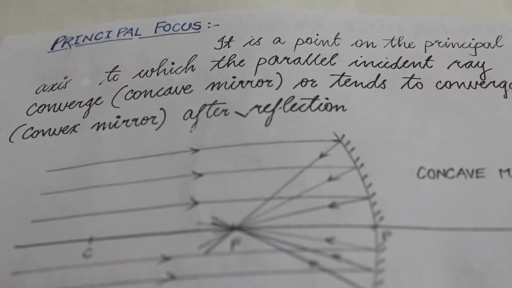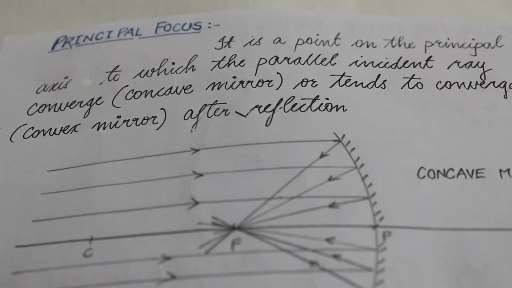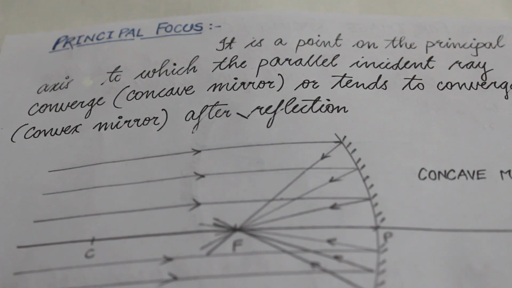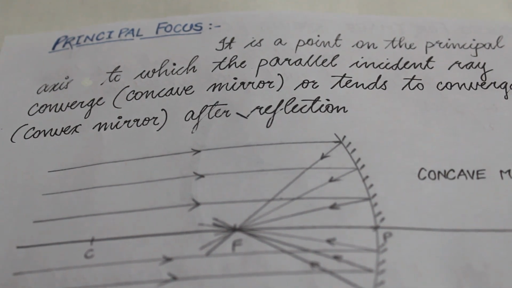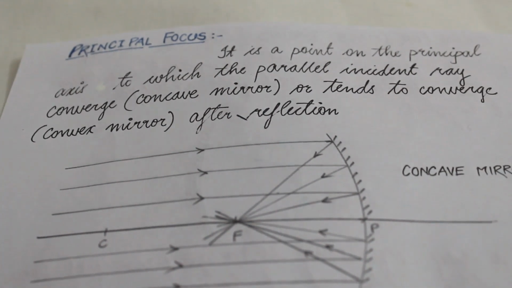Principal focus is a point on the principal axis to which the parallel incident rays converge. I have written concave mirror in brackets. Why have I written this? This is because a concave mirror is converging in nature, so the reflected rays will actually converge at a point. वो actually एक point पे मिलेंगे after reflection. Or tends to converge. I have written convex mirror.